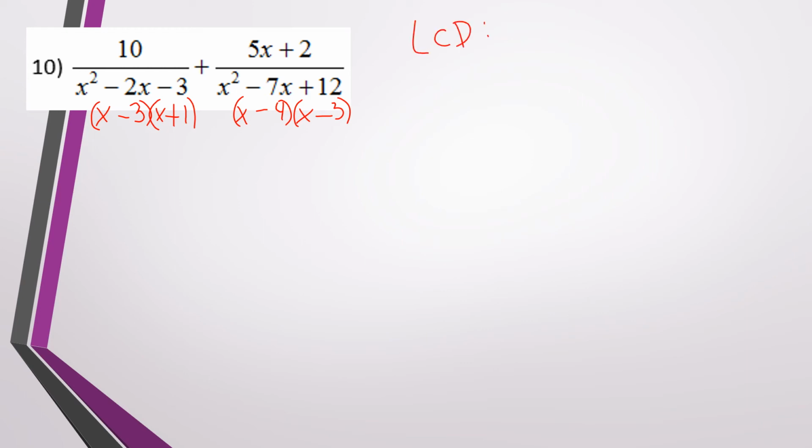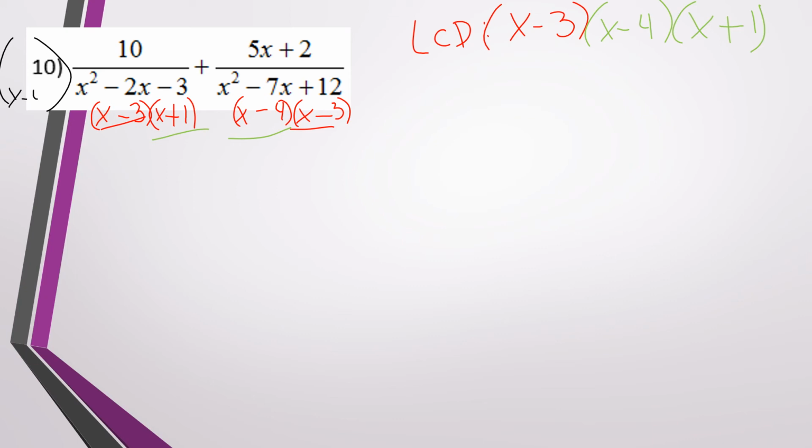So my LCD here, x minus 3's match up, so that's one piece. Then I have two other different ones, so I need to have x minus 4, I need to have x plus 1. Okay, so this first one is missing an x minus 4, and my second one is missing an x plus 1. So look at your LCD to see what they're missing.